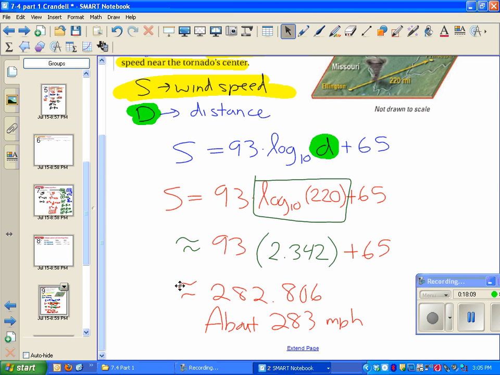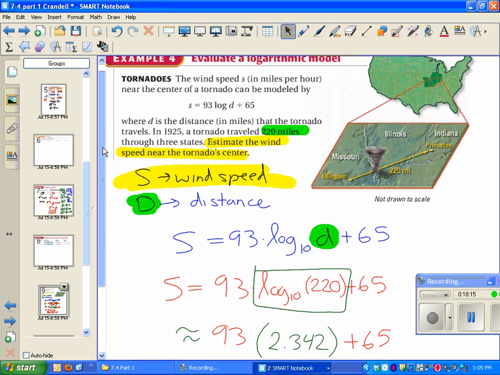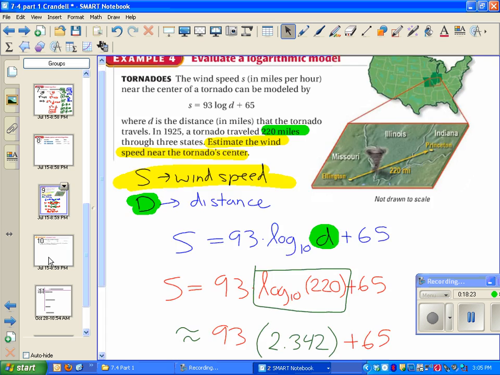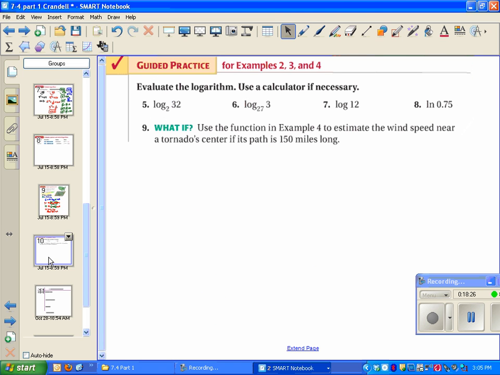Again, if you are struggling at all in this class, you might want to pause the video, cover up your work, and do this problem again, just think through it all by yourself. Sometimes that helps too. Guided practice: 5 and 6, no calculator. You can't use one because it's log base 2 and you don't have log base 2 in your calculator. 7 and 8 you need a calculator. And number 9 you can completely do. So figure out what S is, figure out what D is, and what you're trying to find.